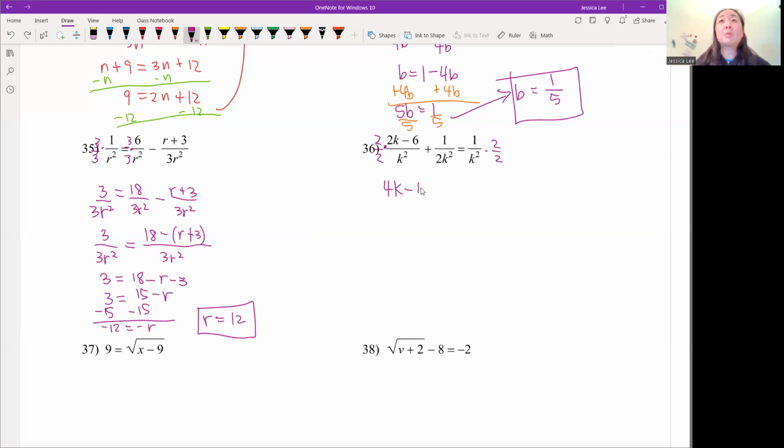So 2 times 6, which is 12, over 2k squared. Plus, this already has our common denominator, so I'm just going to copy it down. Is equal to 2 over 2k squared. And now we're just going to write it as one fraction on the left-hand side.